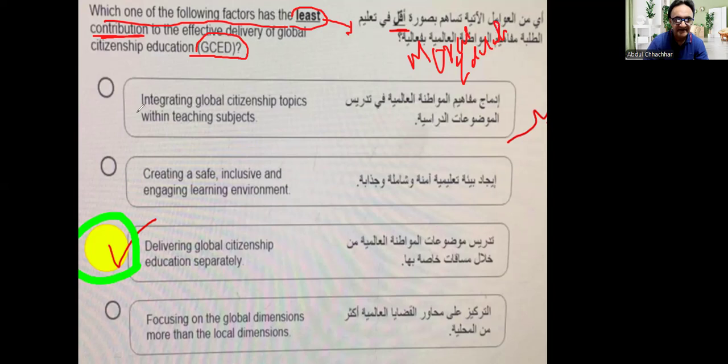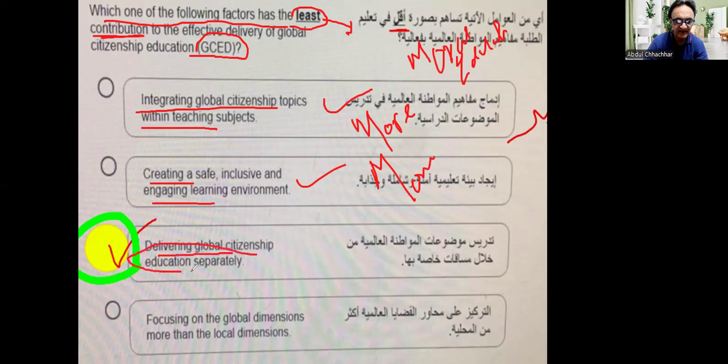So it says integrating is least effective, right? Integrating global citizenship topics within the teaching of subjects. Okay, that's correct. Creating a safe, inclusive, engaging environment, that's more effective. Note it down. Whenever you are applying or integrating, that's more effective. However, delivering global citizenship education separately. Now, separately means a standalone subject. Now, standalone, it's not overlapping with the other subjects, okay?